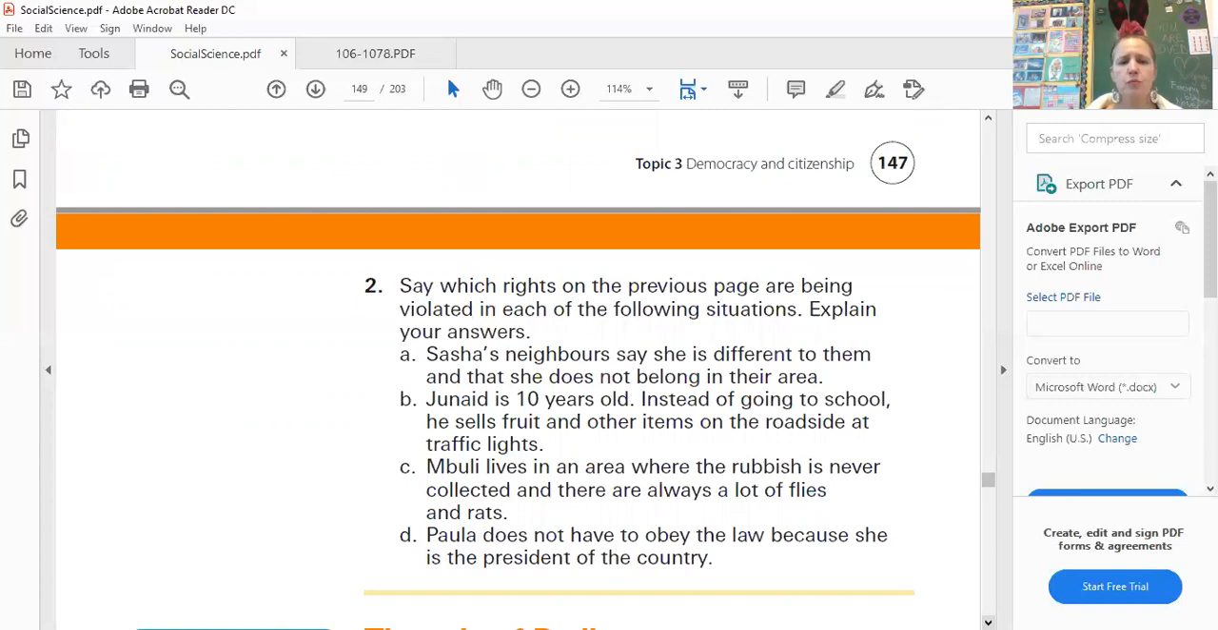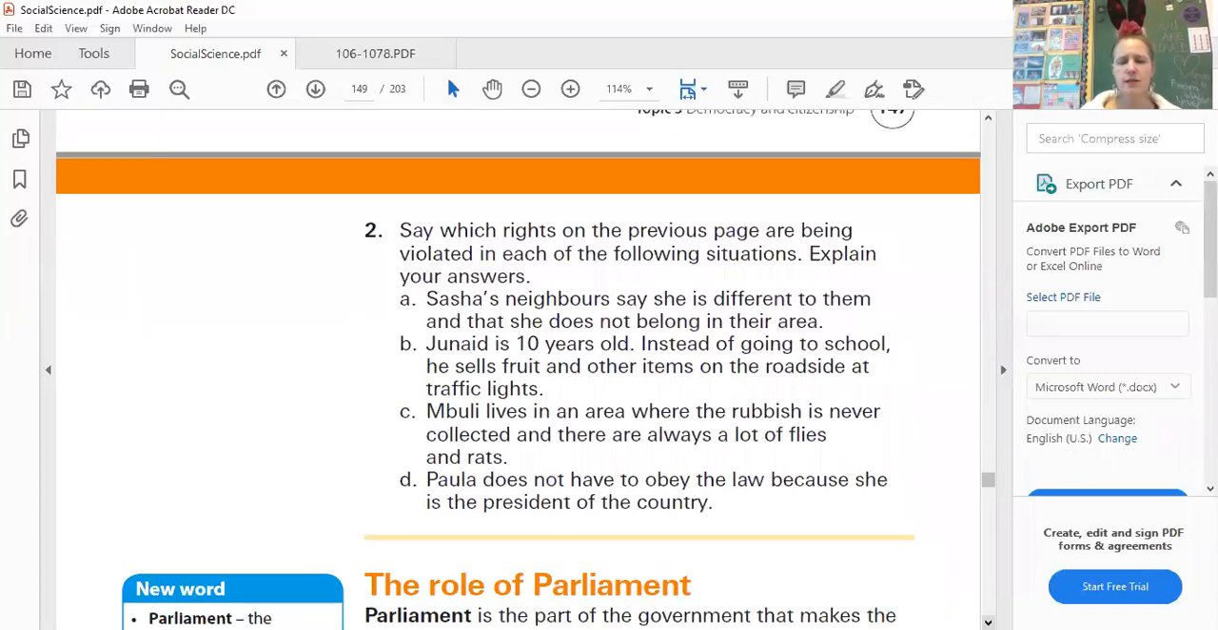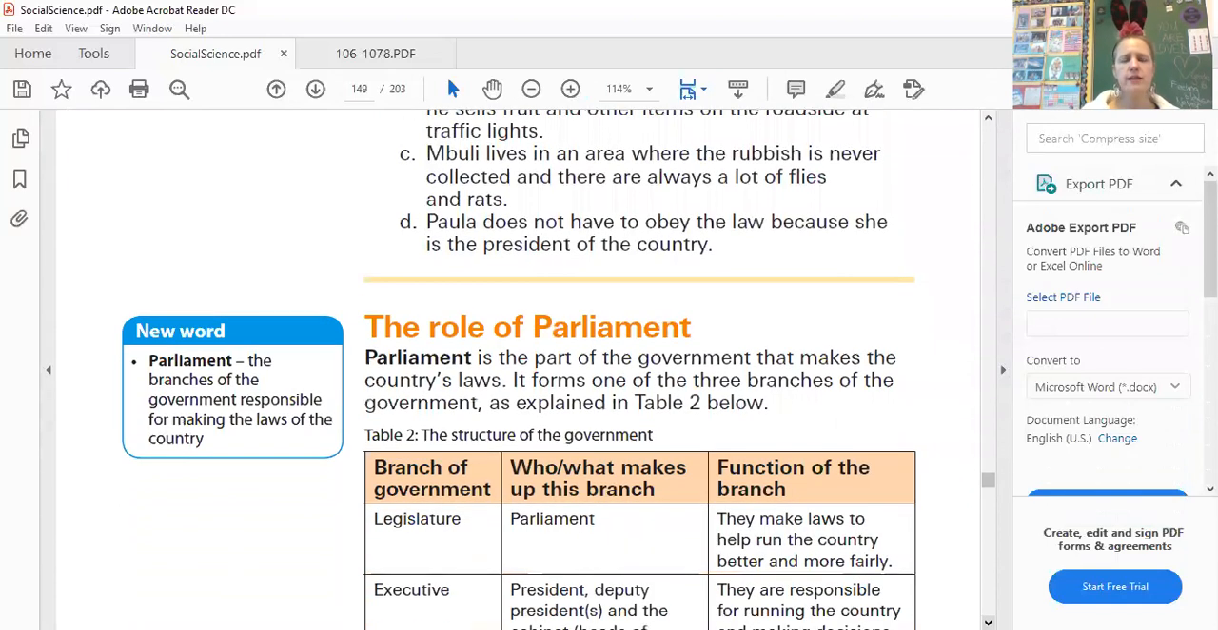And the last one, Paula does not have to obey the law because she's the president of the country, President Paula. Okay, what rights are being violated there? And those are your 4 questions. Next time we will go and look at Parliament, but you're going to answer activity 3, 2 A, B, C, D, and then you start writing out your beautiful definitions.